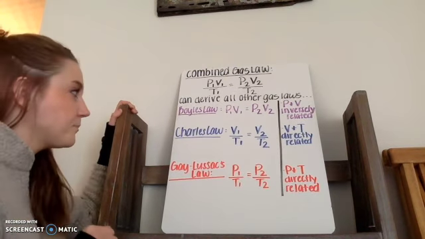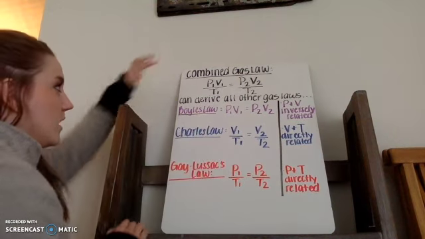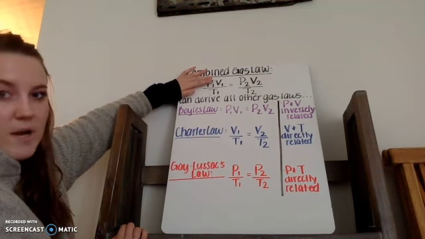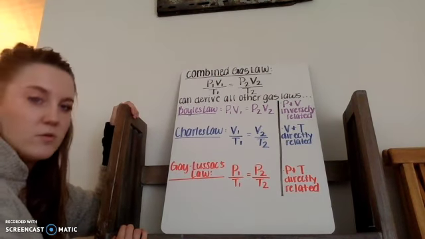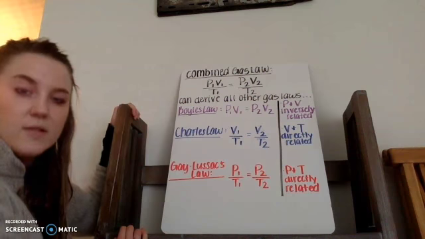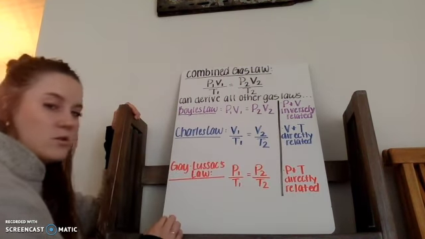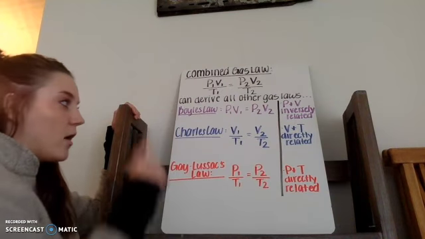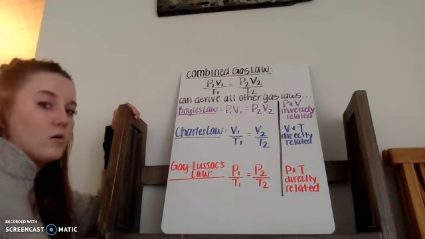Then we have Charles' law, which you also saw in the Khan Academy videos, and that is between volume and temperature. If we keep pressure constant in my combined gas law, then we get V1 over T1 equals V2 over T2. Because they're on top of each other, they're directly related. So as volume goes up, temperature will also go up, or as volume goes down, temperature will also go down.